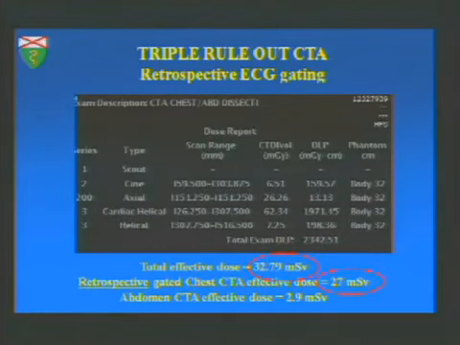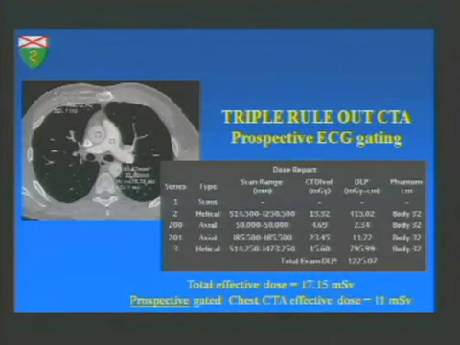Another case, another triple rule out, the patient had a very stable heart rate, so we went ahead and did a prospective gating. You can see here, it's almost 400 in the aorta, almost 500 in the main pulmonary artery, and the dose is much better. So you have 17 millisievert total effective dose, and the chest CTA part, since it was prospective, it's much less, 11 millisievert.